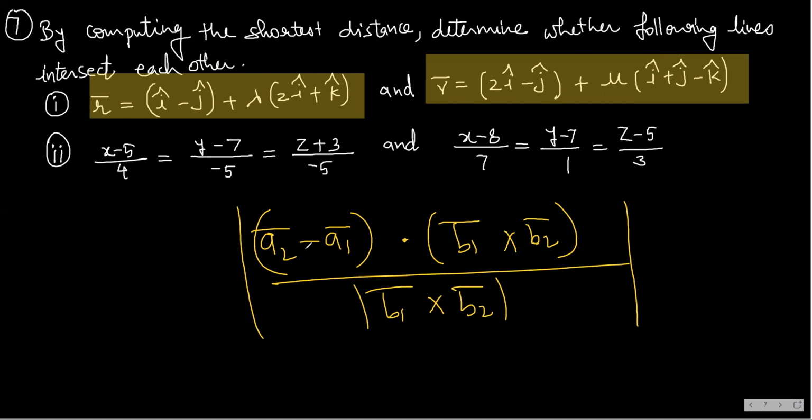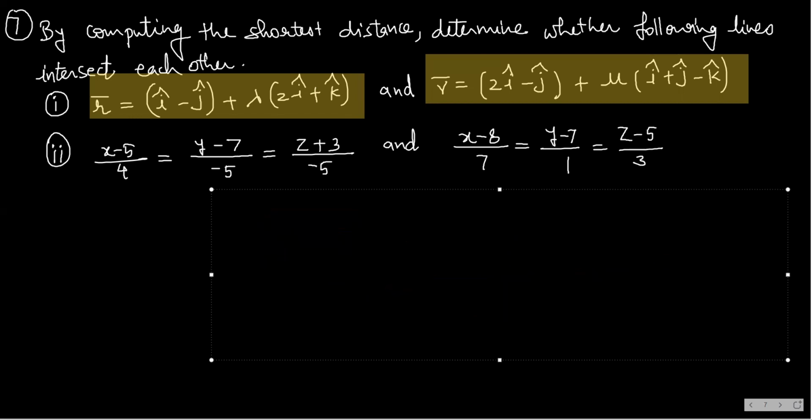If you get the distance 0, you will say that the two lines are intersecting each other. They are asking to determine whether the following lines are intersecting each other. And in case you get a non-zero number, if the shortest distance is not equal to 0, you will say the two lines are not intersecting each other. I hope it's clear. The same way you will solve this question.